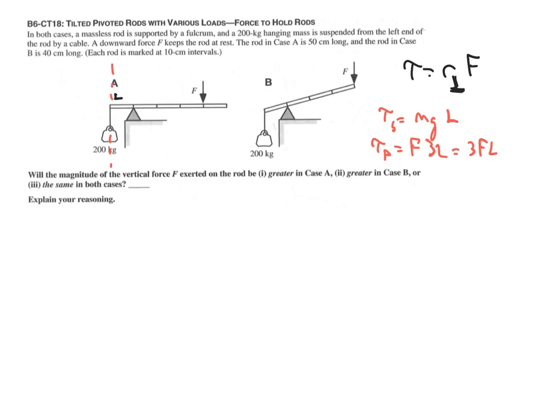And so we need the sum of the torques to be 0 because we have no rotation going on. The weight tends to spin this thing like that, and therefore it's going to be a counterclockwise or positive torque. So it's going to be mgL. And the unknown force tends to spin the rod the other way, so it's going to come in as a negative. So mgL minus 3FL is 0. And we can see from all of that that F is going to be 1/3 the weight.